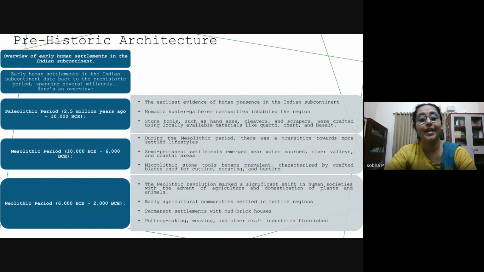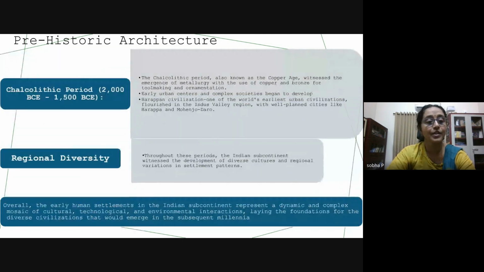In the Mesolithic period, there was a transition towards a more settled lifestyle, because they looked for water, river valleys, and coastal areas. Microlithic stone tools became prevalent during this period and were used for cutting, scraping, hunting, etc. The Neolithic period marked a significant shift in human societies, where agriculture was the predominant trade, along with the domestication of plants and animals, because they were looking for more fertile areas and water. Settlements moved on to more permanent ones like mud brick houses. Pottery making, weaving, and other craft industries also flourished during this time.